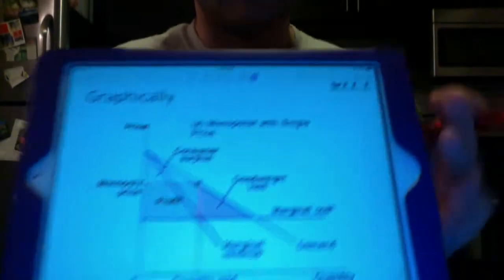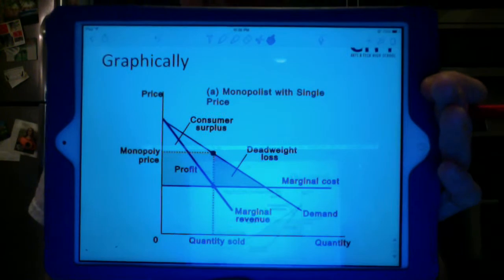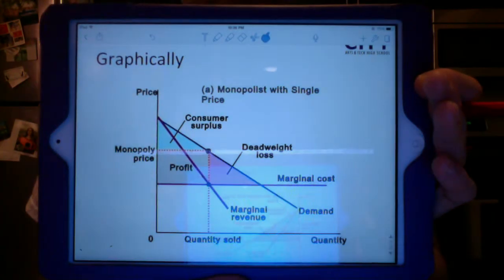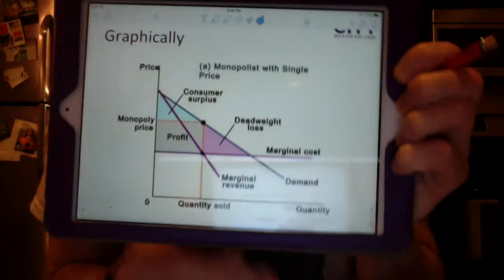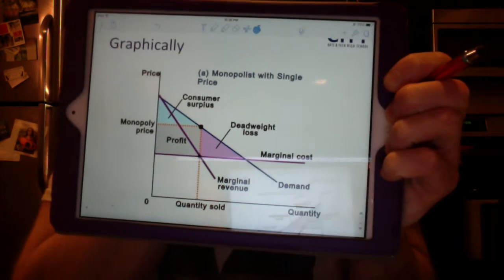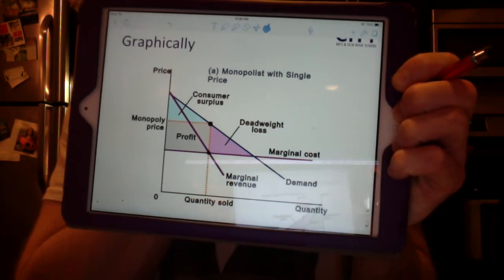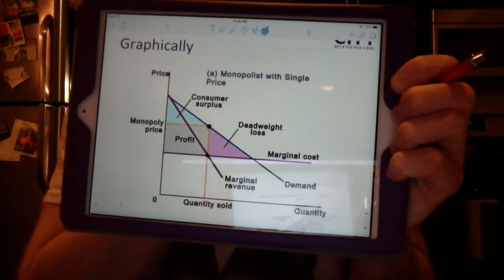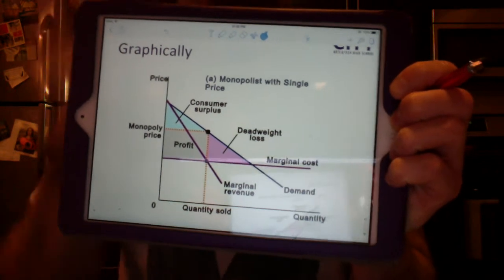Alright, so let's take a look at what this means graphically. So go ahead and move to the next slide. There's a lot going on here. I'm going to explain this bit by bit on what each piece means. So here we actually see the monopolist with a single price. So the monopolist charges a set price, and that is based on the quantity sold and what the demand is willing to pay at that quantity.